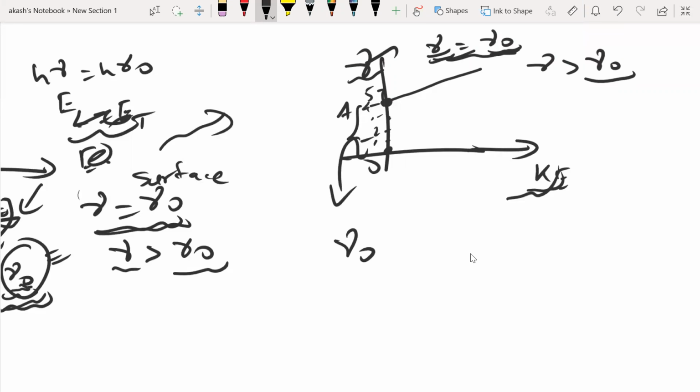Sir? Sir, then is psi equal to h into 5 into 10 to the power 14?